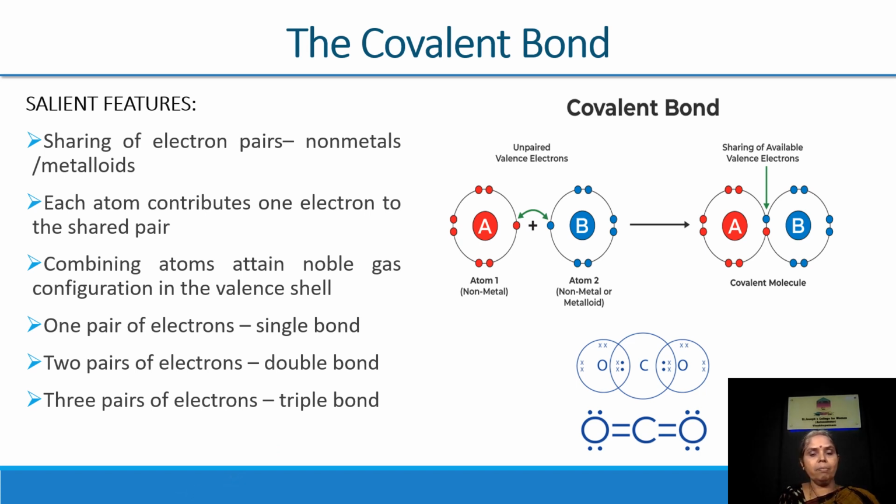Covalent bond is formed by the sharing of electron pairs. Each atom generally contributes one electron towards the bond. The purpose is to attain the noble gas configuration or an octet of electrons. If one pair of electrons is shared, it is a single bond. If two pairs are shared, it is a double bond. If three pairs are shared, it becomes a triple bond.